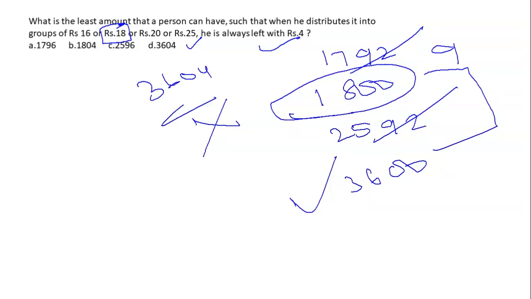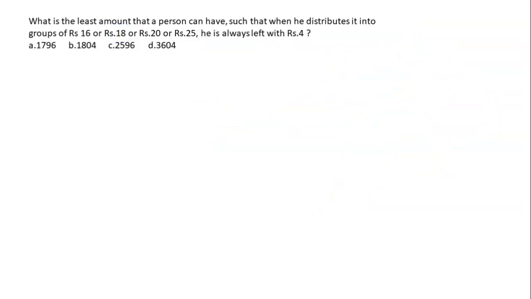Do you mind doing this method? If you calculate and solve to get the answer, how tough is it, how long will it take? What I'm telling you here is, someone asking you to do it again, so just listen slow and steady. I'm teaching you this. What is the least number that a person can have, so that when he distributes it into groups of 16, 18, 20 or 25, he's left with 4?